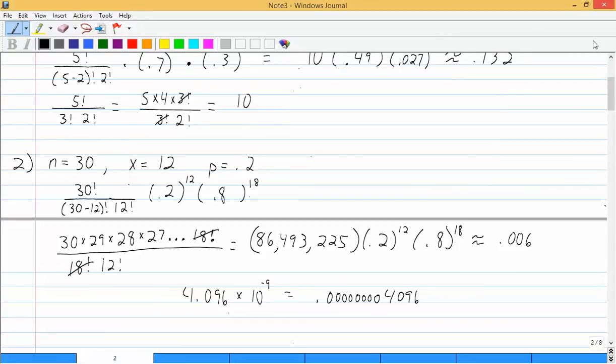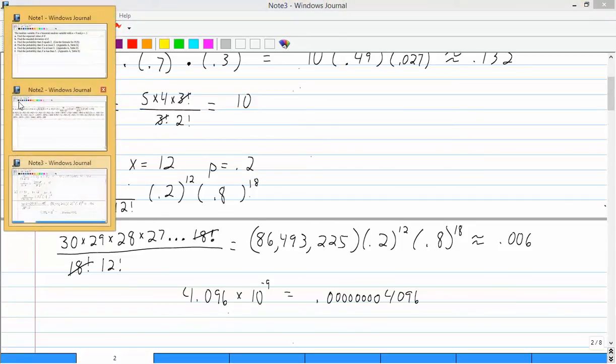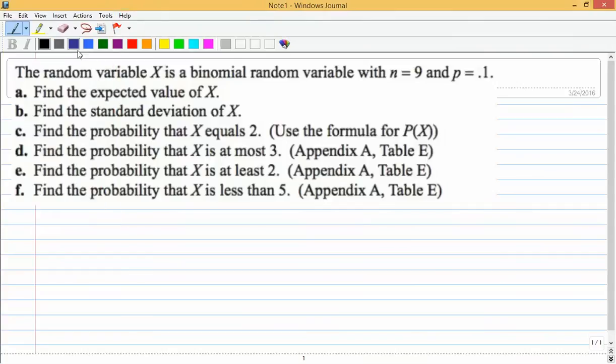Alright, so that is what we've been working on, the binomial distribution. Now I wanted to show you part of another problem, and this problem was out of your book. These first two parts are the easier parts, the expected value and the standard deviation. If you remember, we went over the formulas for those. What we've been doing is like part C here, exactly 2 or equals 2.